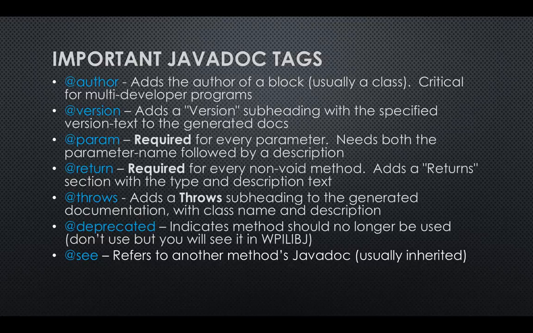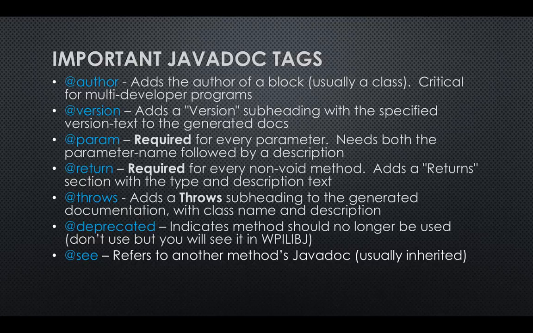@return is required for every non-void method. It adds a return section into the HTML that's generated with the return type and a description text. @throws adds a throws subheading to the generated HTML with a class name and a description of that class. So if you have a class that's going to throw an invalid argument exception or a null pointer exception, put @throws in your Javadoc.